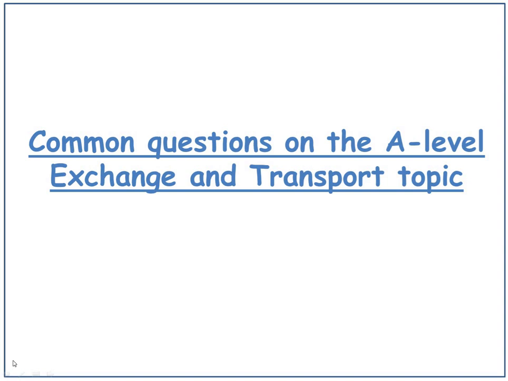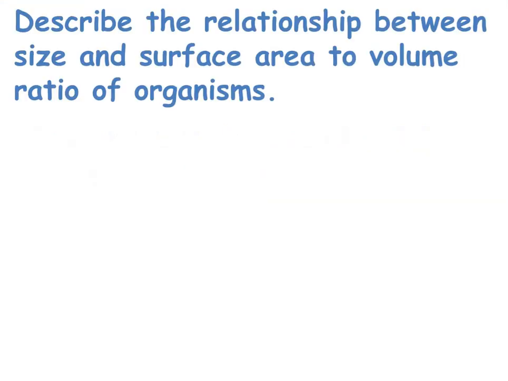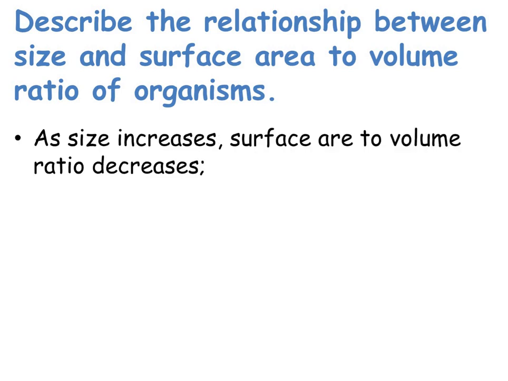So we're just going to look at some common questions on the A-level exchange and transport topic. So first one, describe the relationship between the size and surface area to volume ratio of organisms. So for this, the answer is, as the size increases, the surface area to volume ratio decreases. Or you could do the converse, as the size decreases, the surface area to volume ratio increases.